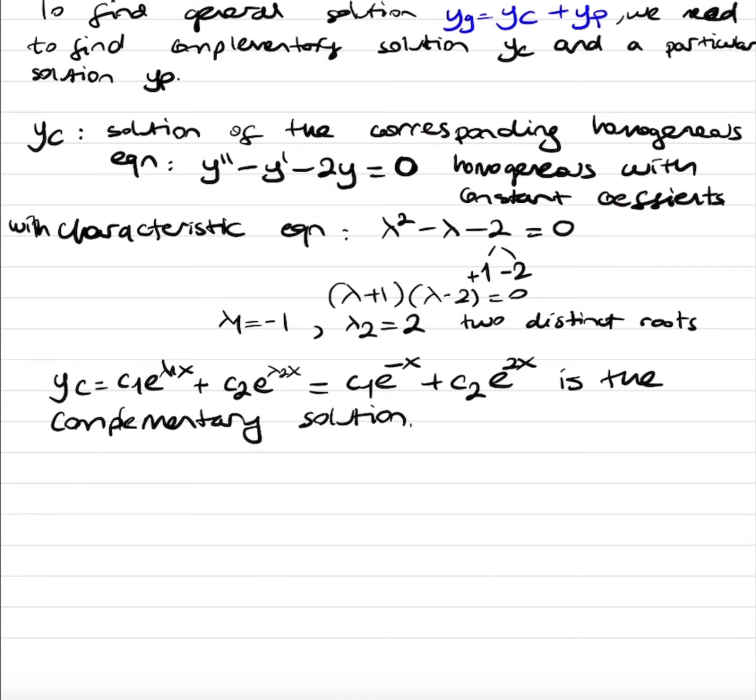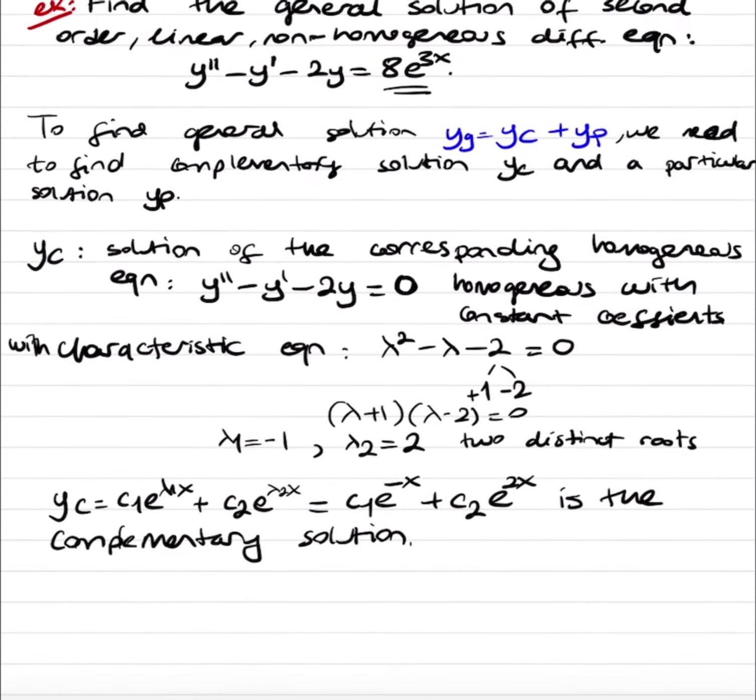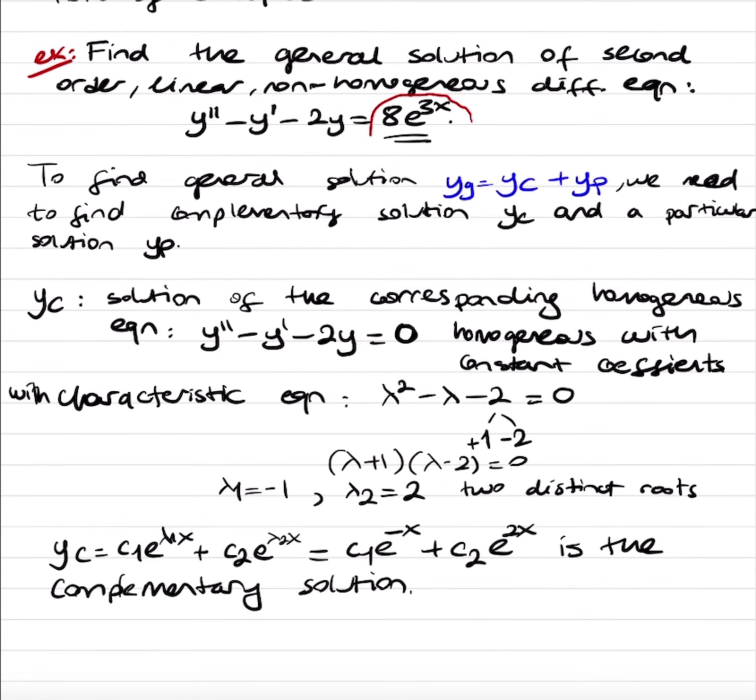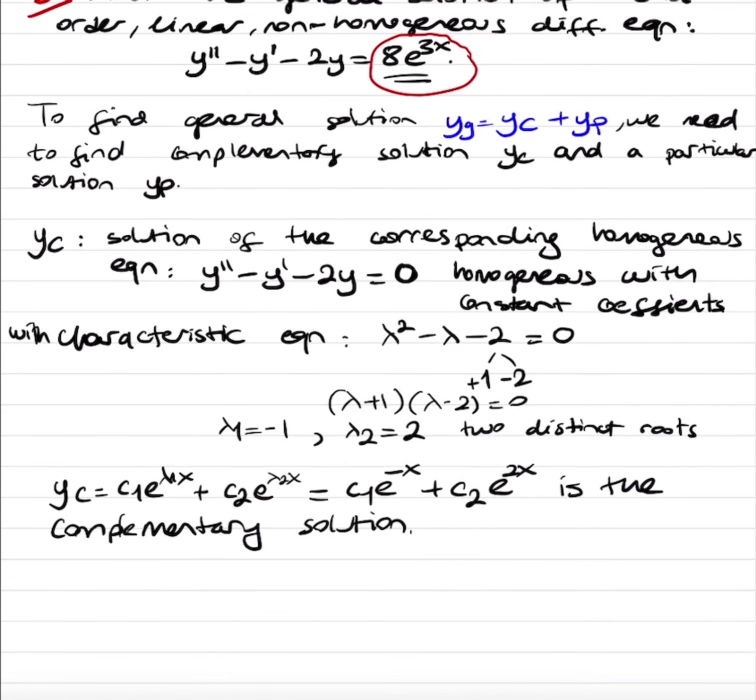Great. So we need to find the particular solution. To find the particular solution, we always work with this r(x), which is 8 times e to the power 3x. Now we will find the particular solution.